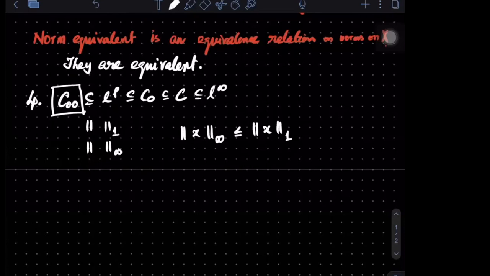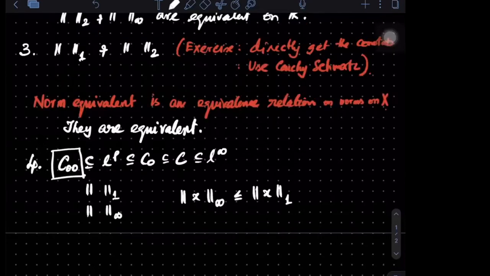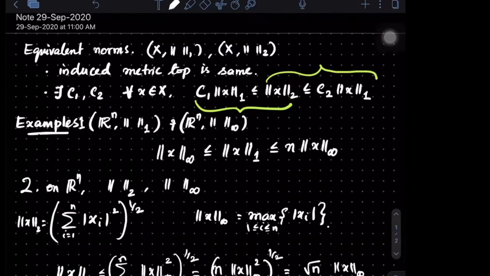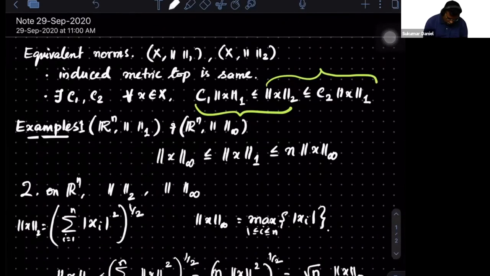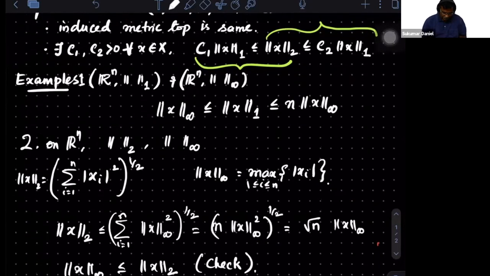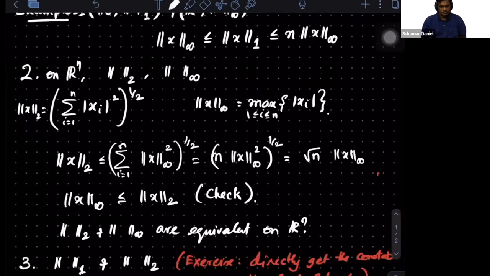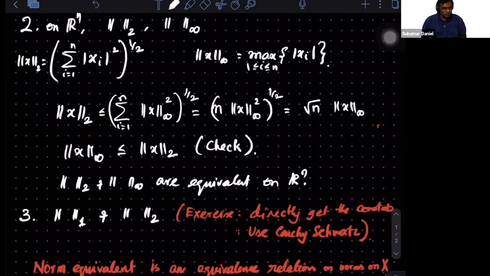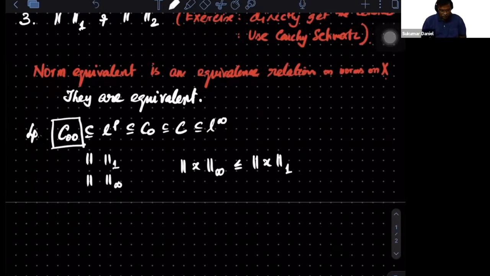Yeah, Jayant? So can we take C1 as 0? No, both should be positive. We are finding strictly positive numbers. Yes. By definition, it will be.